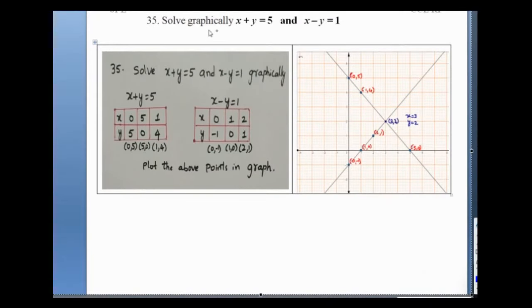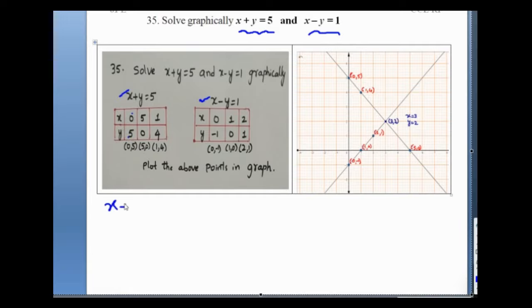35th question. Solve graphically x plus y is equal to 5 and x minus y is equal to 1. One graph and one construction are compulsory in this section, students. So to draw the graph for the two linear equations x plus y is equal to 5 and x minus y is equal to 1, we have to draw the tables like this. We have to take x is equal to 0 and we get y is equal to 5.